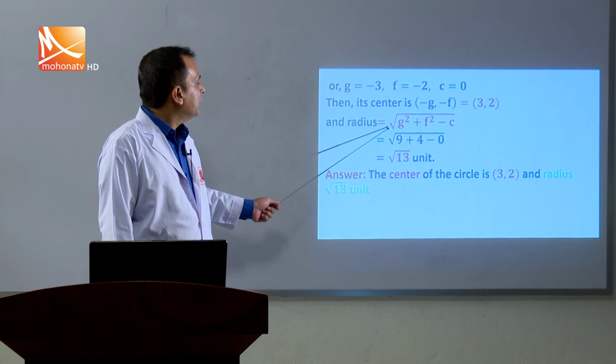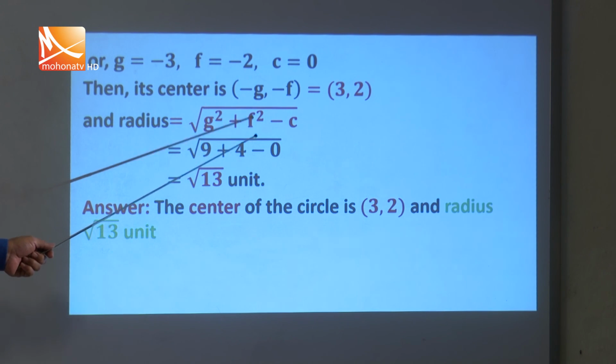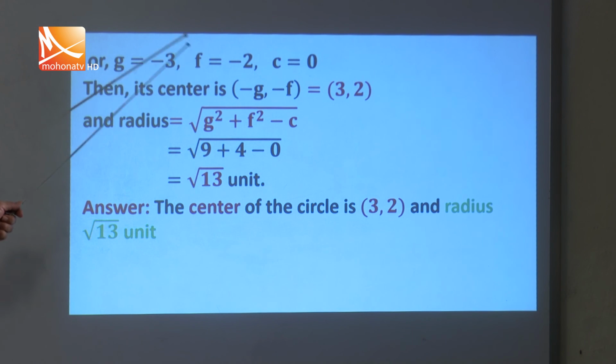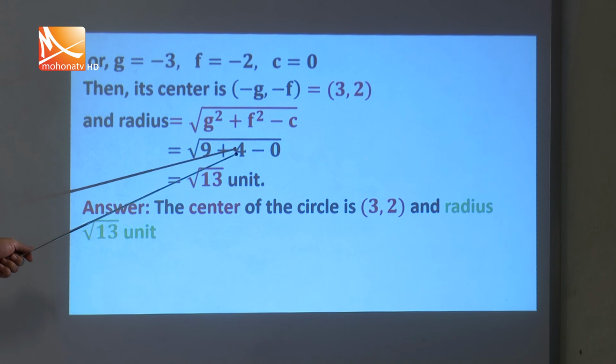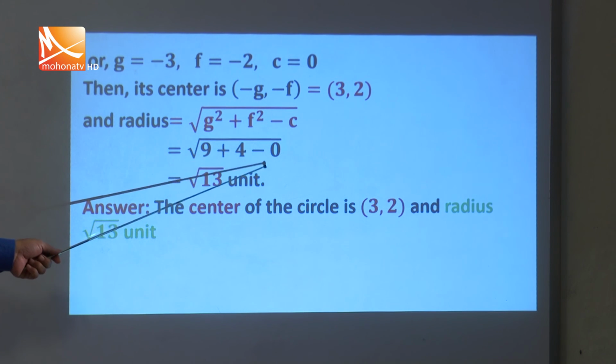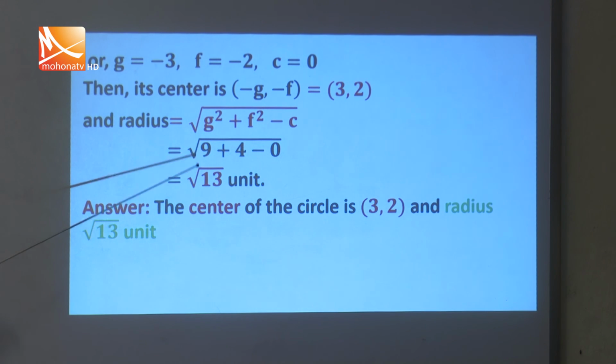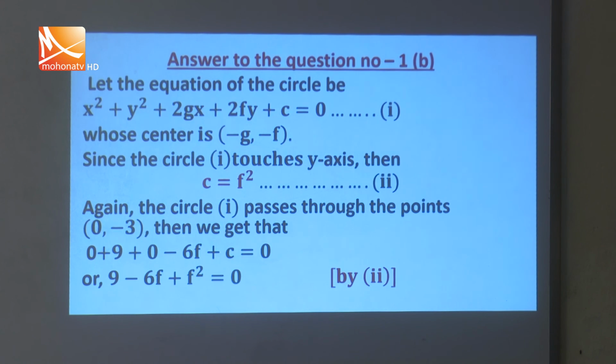Okay, and radius is square root of g square plus f square minus c. Since g is minus 3 whole square, that is 9, and f is minus 2 whole square is 4, minus c, the value of c is 0. So 9 plus 4, this is 13, radius is square root of 13. So the center of the circle is 3 comma 2 and radius square root of 13 unit.